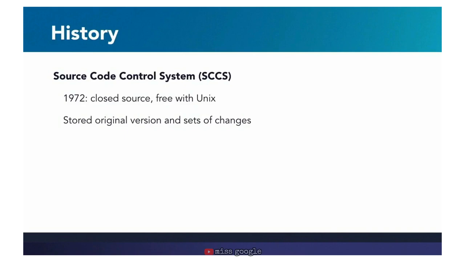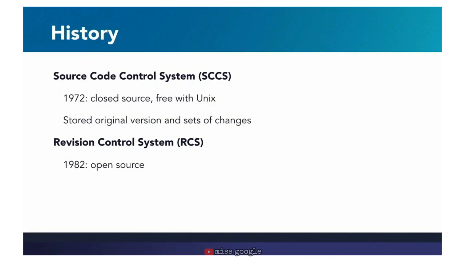So SCCS stayed dominant until the early 80s when RCS was developed, Revision Control System. And it just made lots of improvements over SCCS. For one thing, it was cross-platform, whereas SCCS was Unix only. With the rise of the personal computer, it was important to have a version control system that would also work on PCs. It was also more intuitive, had a cleaner syntax with fewer commands, and more features.